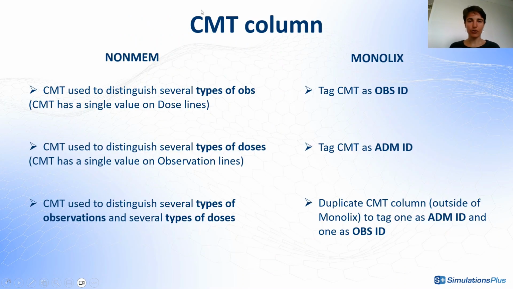A small note on the CMT column. If CMT in NONMEM is used just to distinguish different types of observations, then you tag it as observation ID. If it's rather used to distinguish several types of doses, for example, an IV dose arriving in the central compartment and an oral dose arriving in the depot, then you can tag CMT as administration ID. If it is used in NONMEM for both, then you would need to duplicate it outside of Monolix, such that you can tag it once as ADM ID and once as observation ID.